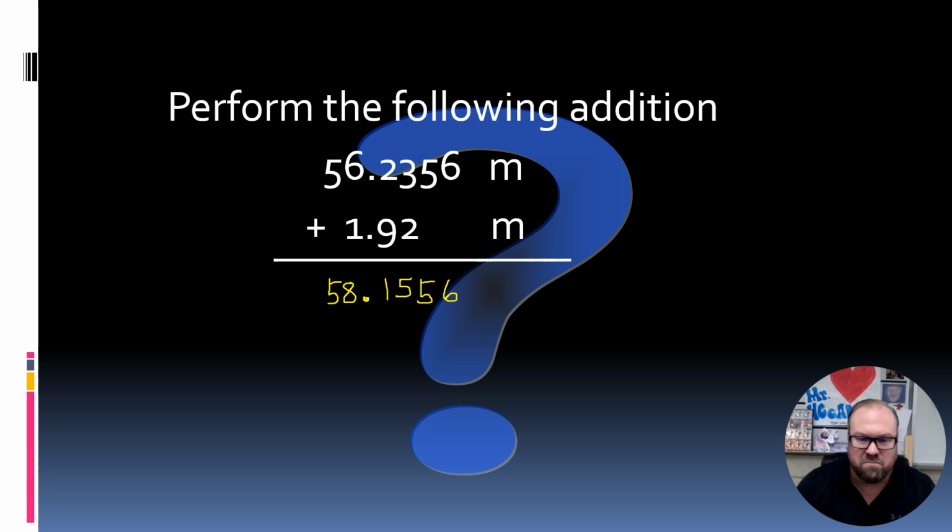Okay, and this is meters. Now, first, what we want to do is analyze these numbers and see how many decimal places they go out. The top number is accurate to the 4th decimal place of significance. The second measurement is accurate to the 2nd decimal place of significance. So basically, we draw a line here, and our answer when we add together must round, in this case, to the 2nd decimal place.